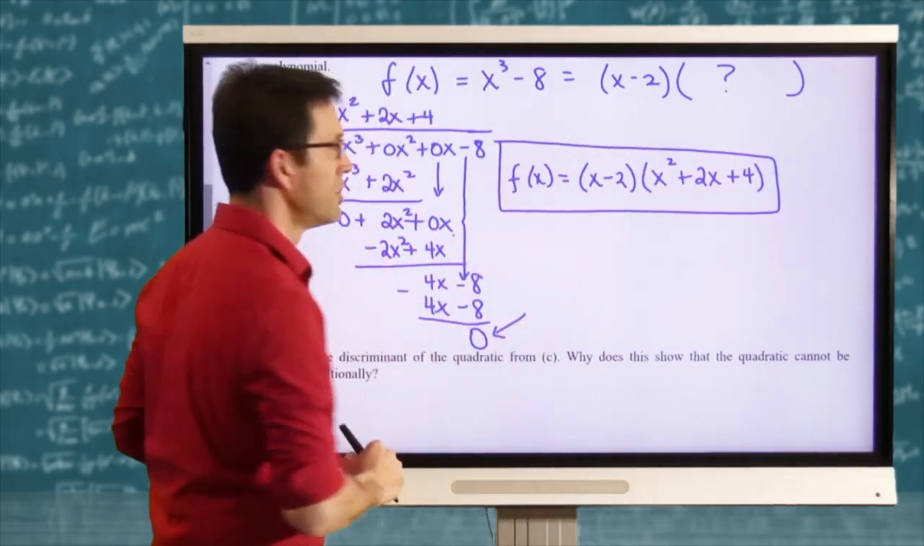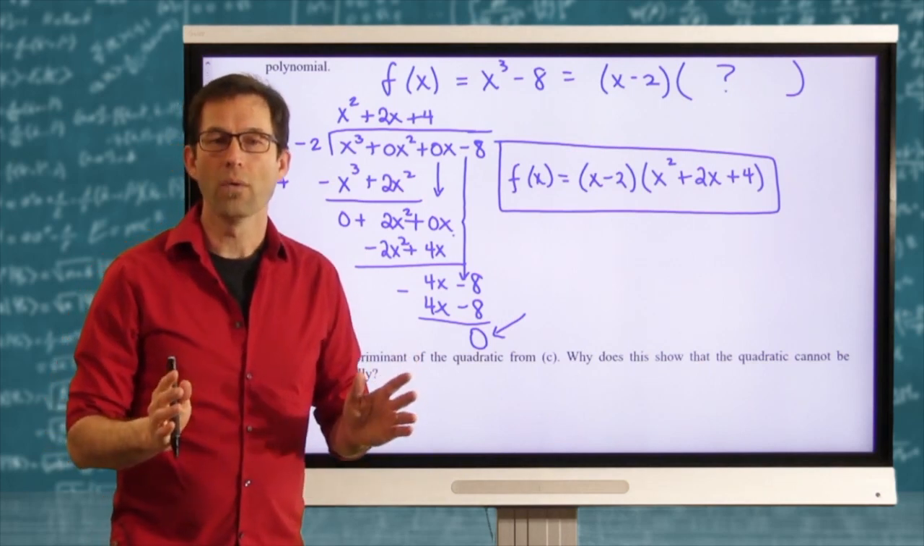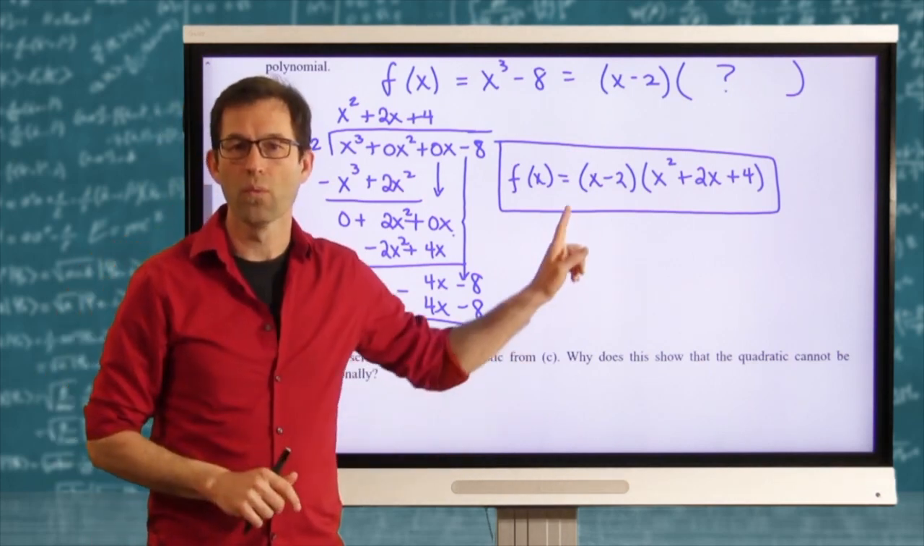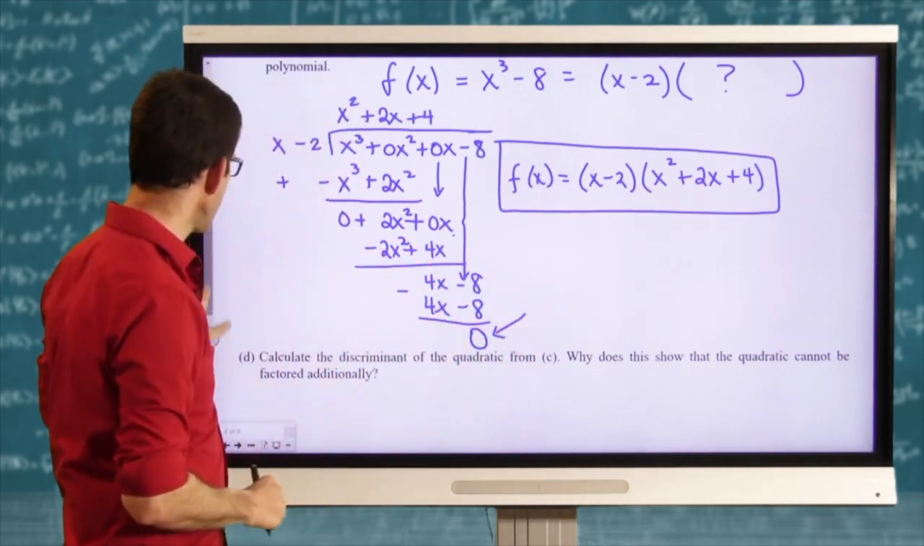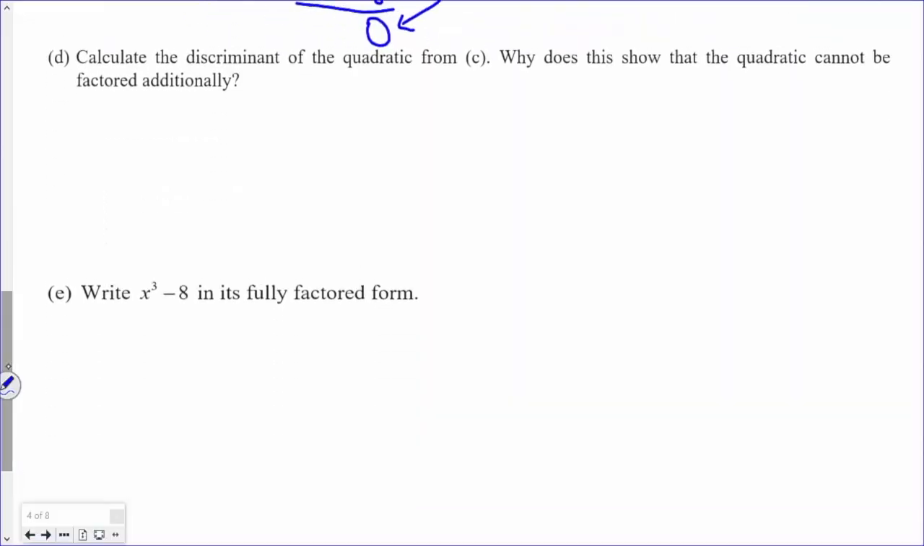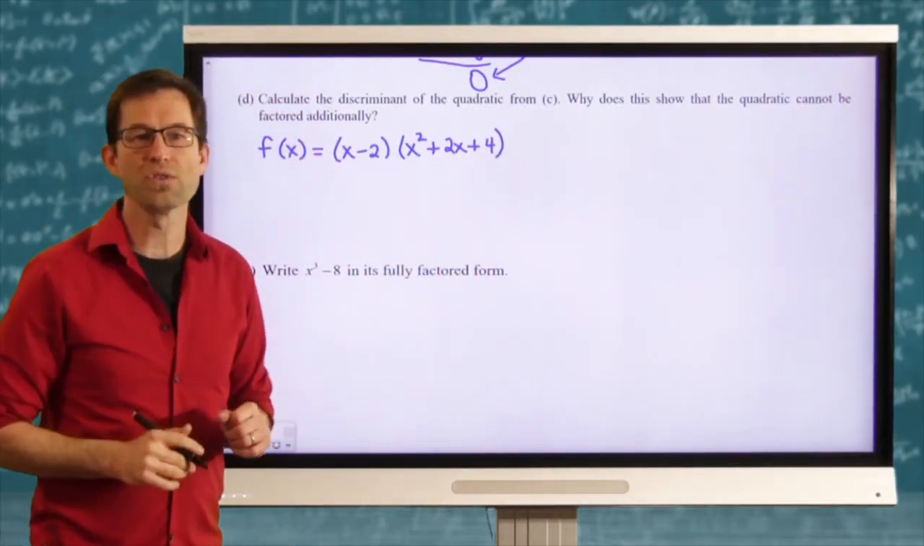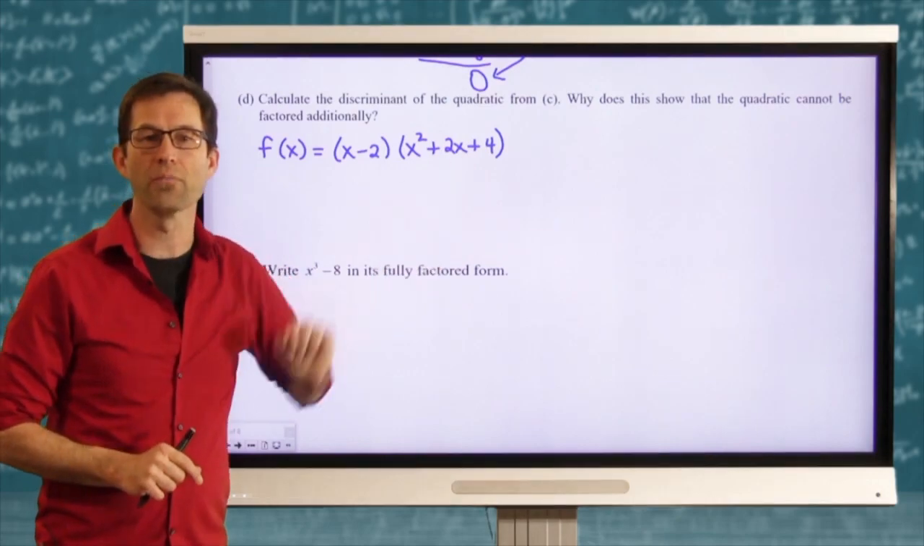All right? Nice. Now, typically, when we factor, we can maybe factor this, but then we have to look at how we factor that. Let's take a look in letter D. Letter D says, calculate the discriminant of the quadratic from C. All right, so let me just rewrite our answer from C. From C, we saw that f of x was equal to x minus 2, times x squared plus 2x plus 4.